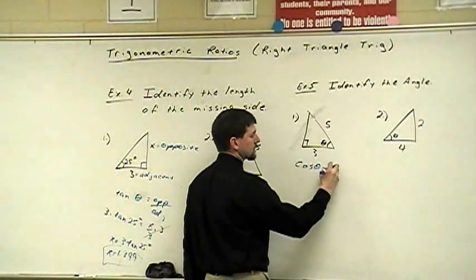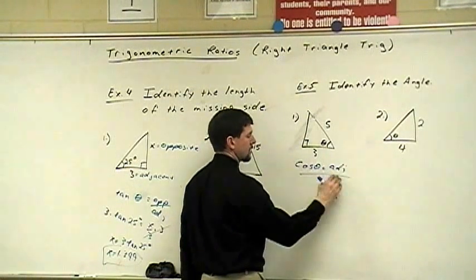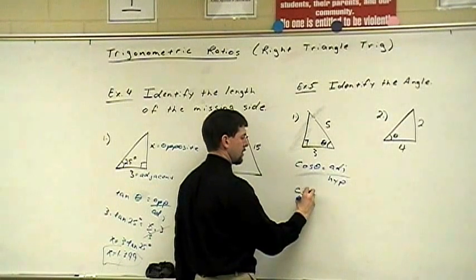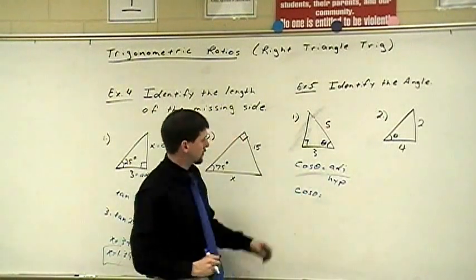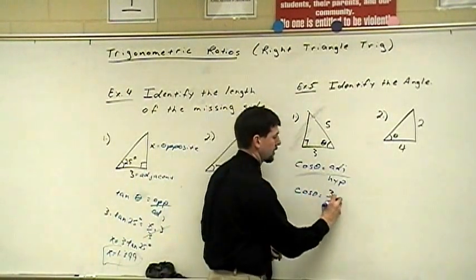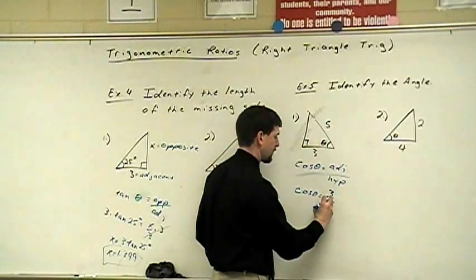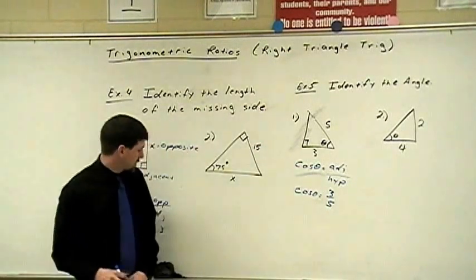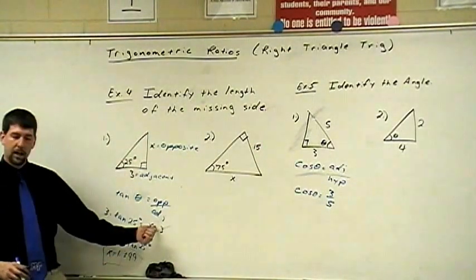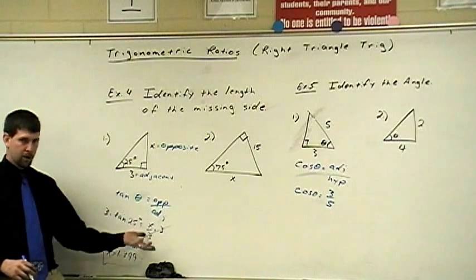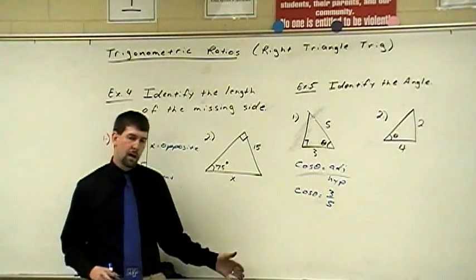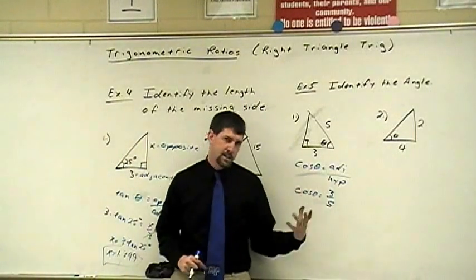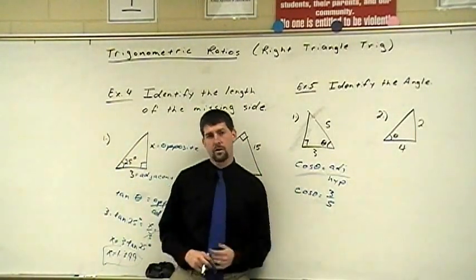Cosine. Cosine of theta is adjacent over hypotenuse. So cosine of theta is equal to the adjacent length, 3, over the hypotenuse, which is 5. Now, we want to get theta by itself. Just like before over here, I wanted to get my variable by itself. I multiplied by the 3 because it was being divided. Or on this problem, we cross-multiplied to get the variable by itself. I want to use that same idea of using an inverse operation.